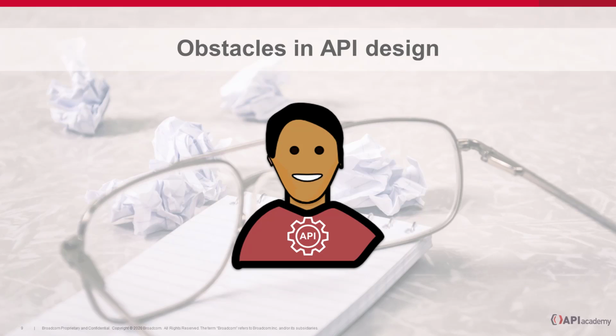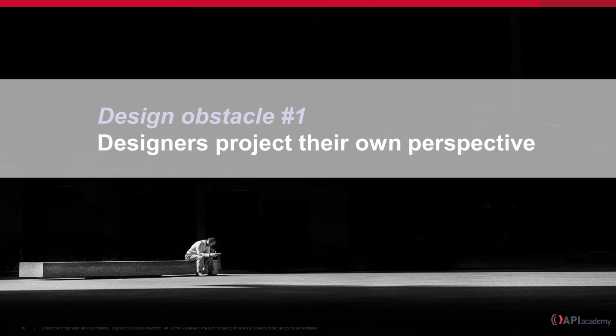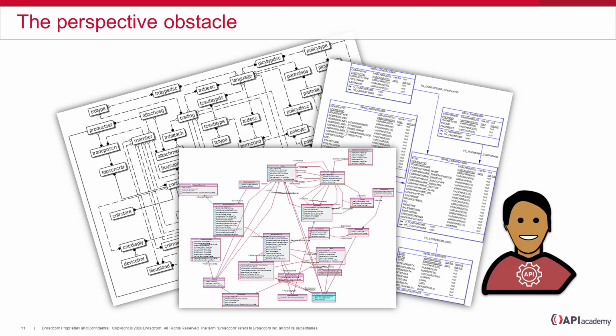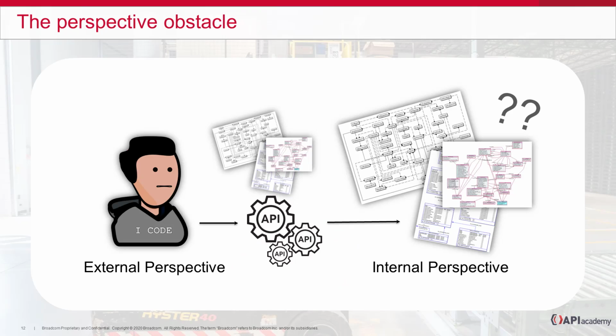Let's also look at the direct obstacles you, the API designer, might face during the design process. Obstacle number 1. Designers project their own perspective. As the designer, you have an intimate knowledge of your product. You know how API components interact with each other, as well as the requirements and nuances that make or break inbound and outbound transactions. This internal perspective and specialized knowledge could leak out into design in a way that makes little sense or adds no value to an external developer, whereas it may muddle their ability to leverage your APIs.